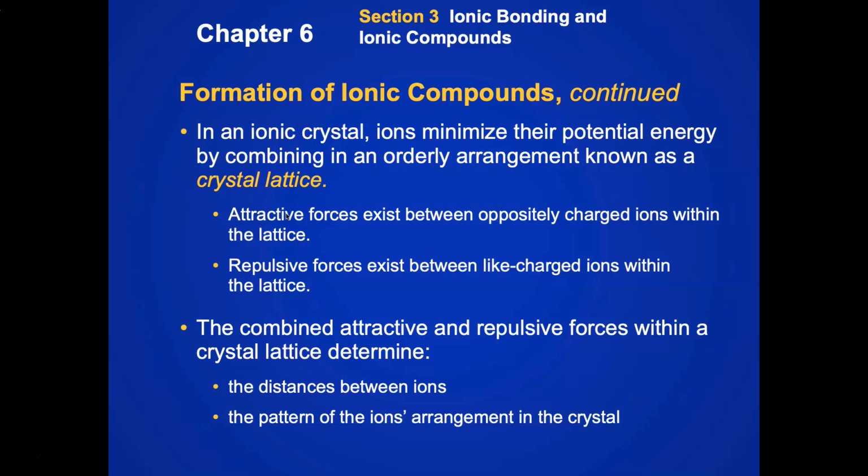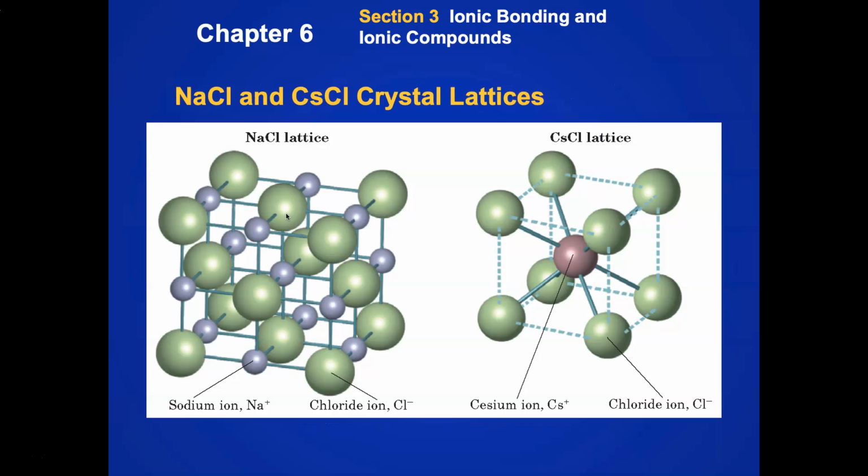There's also going to be repulsive forces that exist between things that are similarly charged. So those things that are similarly charged have to be optimally distanced from each other in order to create this ordered lattice structure. Now, the combined forces between the attractive and repulsive, when you add them all together, just like we did with our covalent bonding, form that crystal lattice, and they are going to determine a couple of things. The first is the distance between the different ions, so positive and negative, and the other is the pattern of the arrangement within the actual crystal itself.